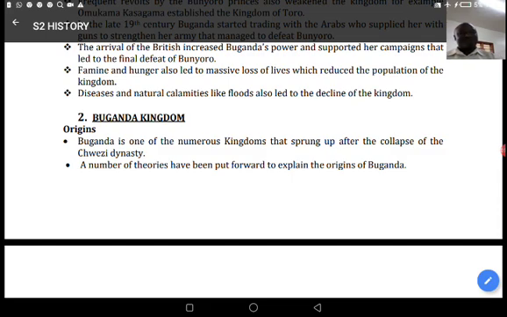Allow me to take you through the years Buganda Kingdom has come up. In 2012, we had Buganda Kingdom. The question was set on the origin of Buganda Kingdom: how was Buganda Kingdom established? Some students failed to interpret that establishment means origin, and a good number of candidates that year failed it.